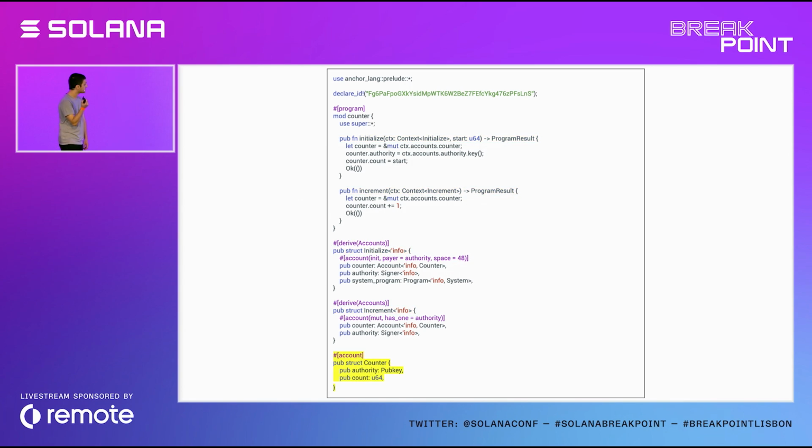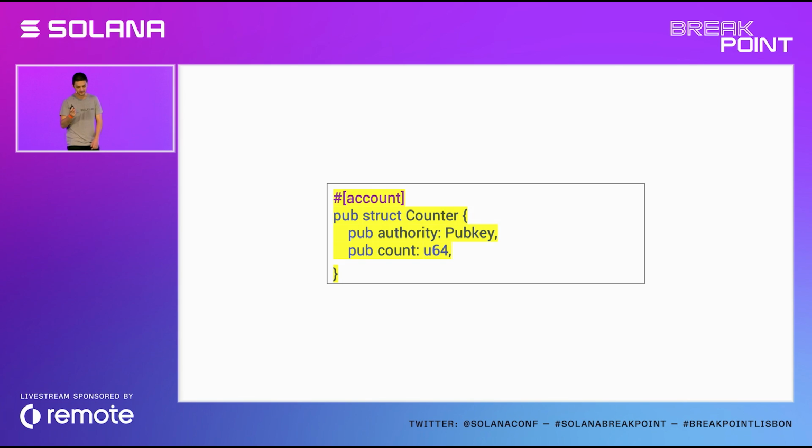The next section is the account declaration. So this would be known as a model in Rails, but it's effectively just the storage layout. So this is the data that we can read, data we can write, the data that's going to be controlled by the program. So those are the sections. We have that ID, we have the program module, we have the account context, and we have the account. What we're going to do now is drill into each of these sections and talk about them in more detail.